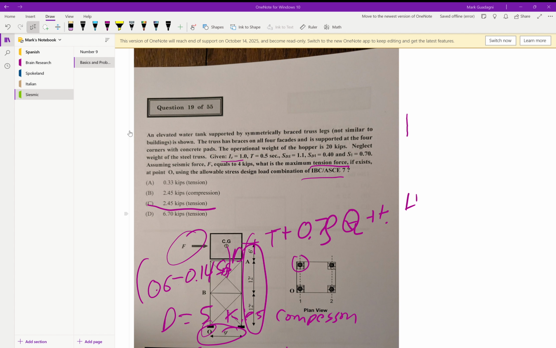Very quickly, just a few things to talk about here: they're going to have a lot of problems like this on the test. You'll see there's that same formula again, 0.6 minus 0.14 SDS. Very similar problem here. They've already given you Q sub S, or for this one you have to calculate Q sub S, and there's that SDS times I over R like I told you earlier. This probably would have been a better example than the one before.